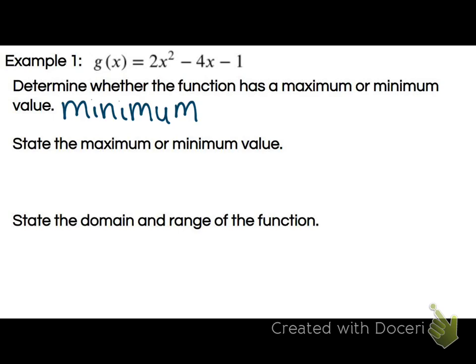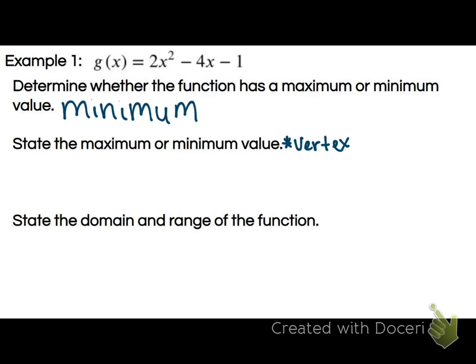Now, it wants me to state the maximum or minimum value. So, how do I do that? What is the maximum or minimum value, you guys? It's the vertex, right? So basically, we need to figure out what the vertex is. How do we find what the vertex is using a quadratic function, though? We solve for x, which is the axis of symmetry.